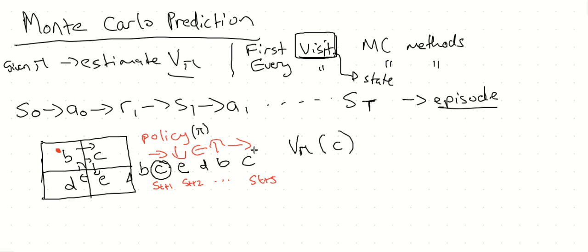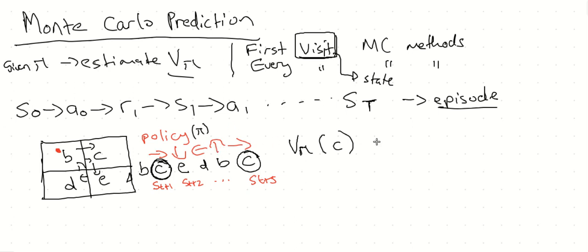So what do I mean by that? In every visit Monte Carlo methods, we average the returns from every single visit to a particular state, given an episode. That's what every visit means. But in first visit, we only compute the return after the very first visit to a particular state given an episode. So in first visit, we only look at this C and compute the expected return starting from this C. On the other hand, in every visit, we compute the return starting from this C, and we also compute the return starting from that C, and we average them.